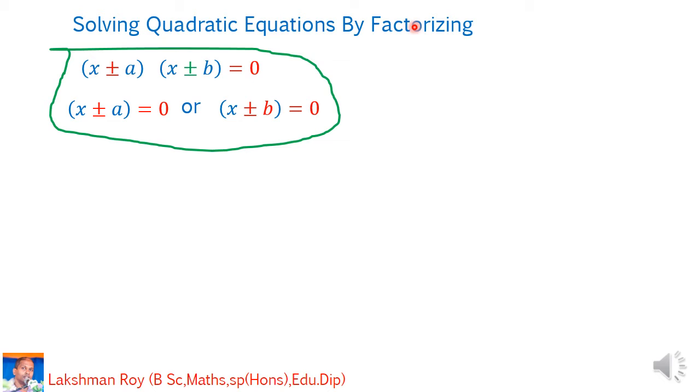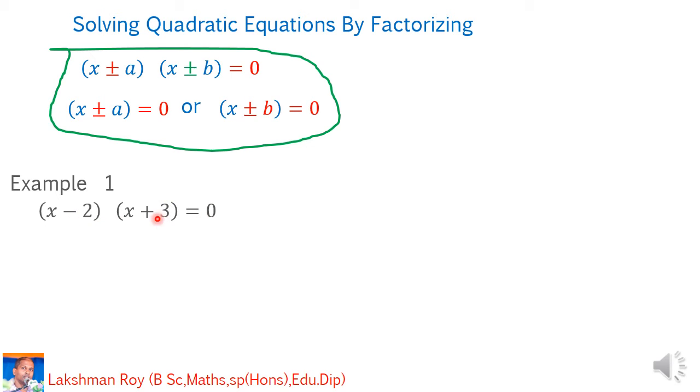So any quadratic equation, if you can write it as a product of two factors equal to 0, you can find the solution. That is the method we use: factorize, separating into two factors. Let's see using examples, students. My first example is x minus 2 into x plus 3 equals 0.